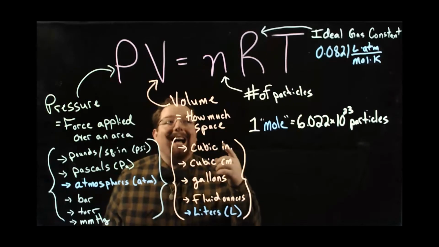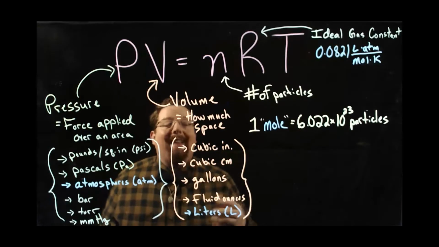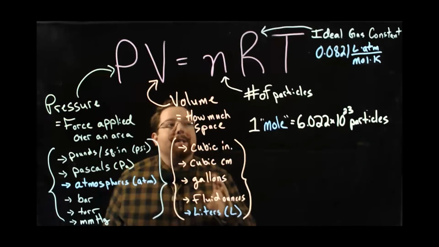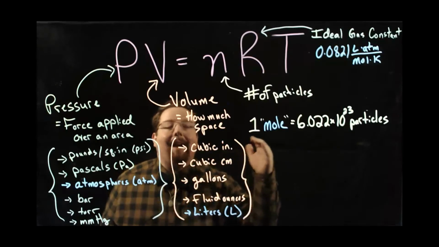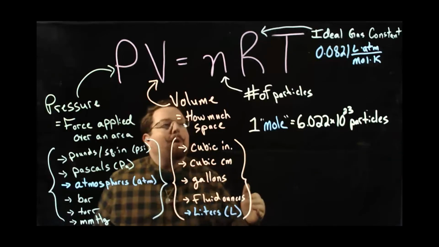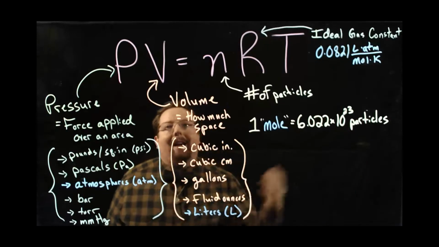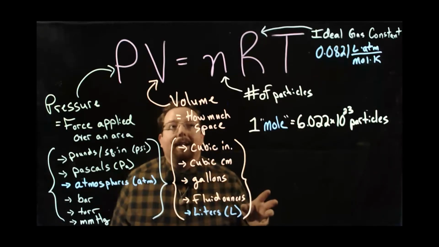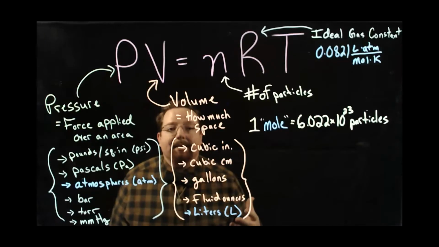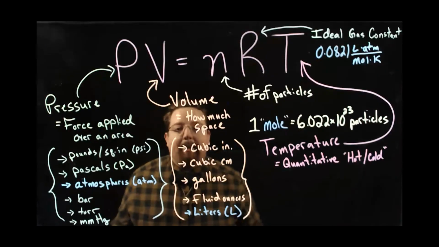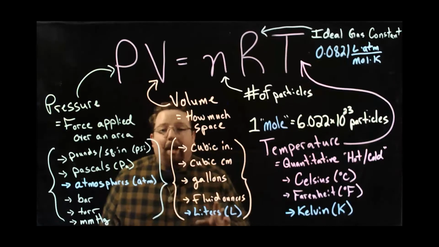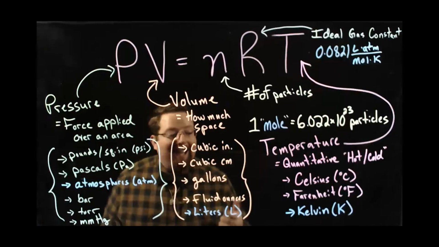R is our ideal gas constant, and that will always be 0.0821 liter atmosphere per mole Kelvin. That is kind of a correction factor that helps all this math to work out perfectly when talking about ideal gases. Temperature is a quantitative measurement of how hot or cold our gas will be. And as you know, we can measure temperature in a number of ways, including Celsius, Fahrenheit, and the way that we'll use in this equation, Kelvin.